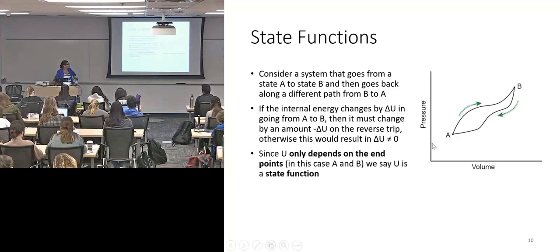Since U depends on the endpoints, in this case A and B, we say it's a state function. If something depends only on the endpoints, we can call it a state function, and for example, internal energy is one for us.